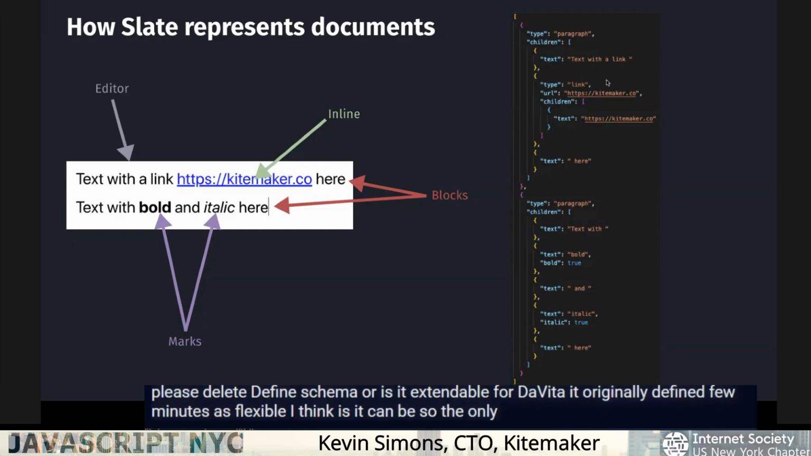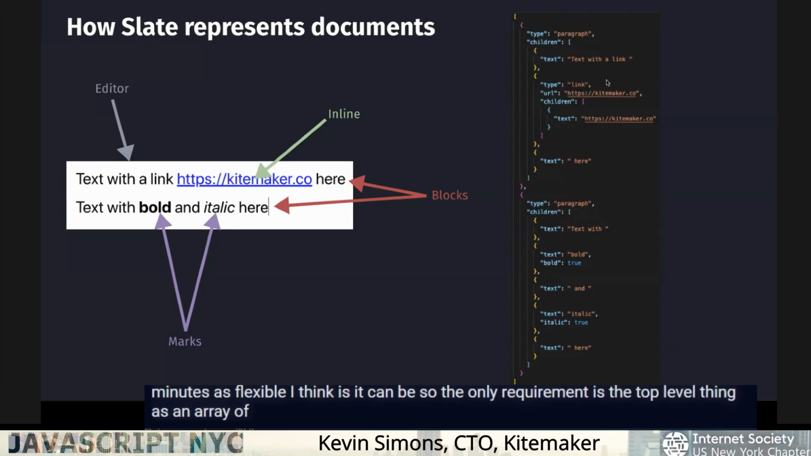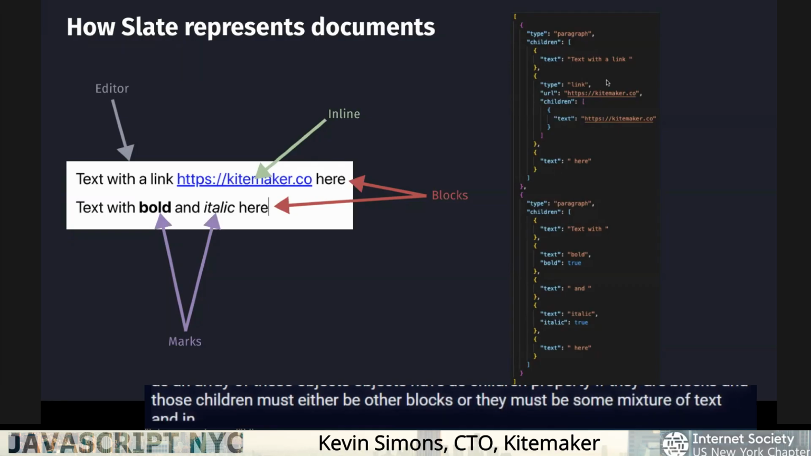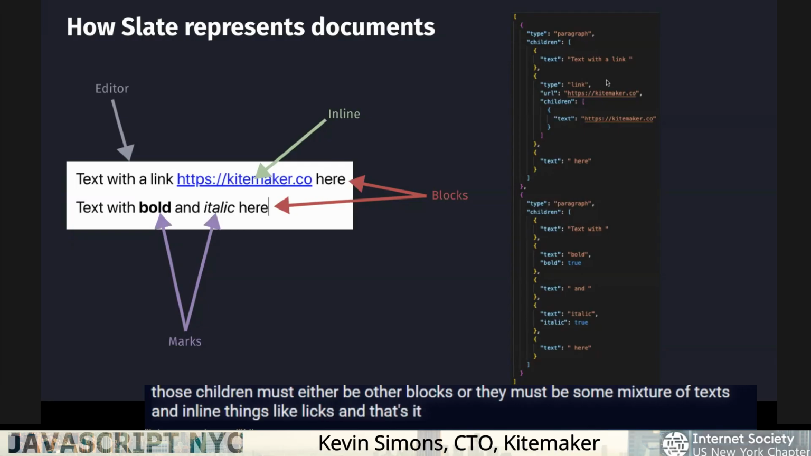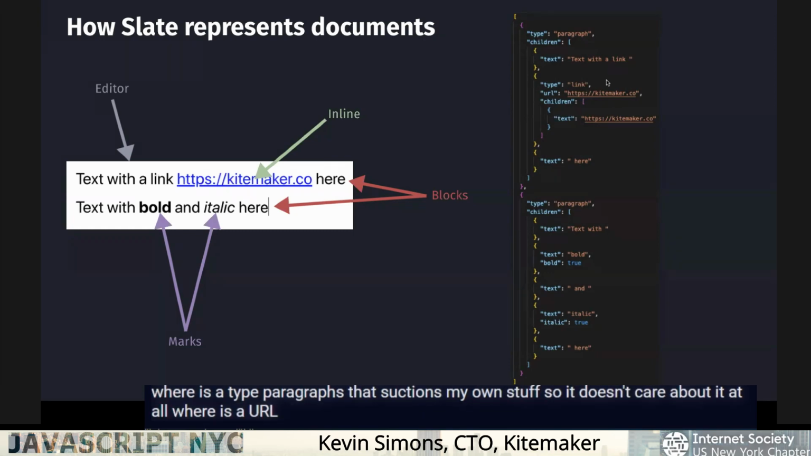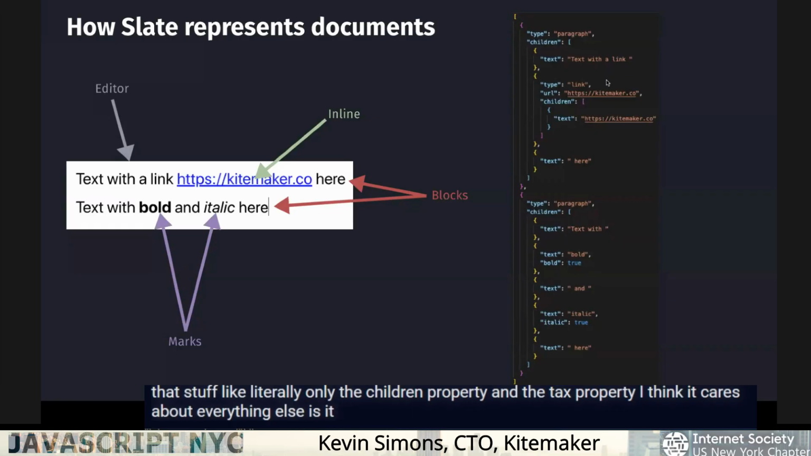So the only requirement is the top level thing is an array of these objects. And these objects have a children property if they're blocks. And those children must either be other blocks or they must be some mixture of text and inline things like links. And that's it. So if you look at the JSON on the right where I say type paragraph, that's actually just my own stuff. Slate doesn't care about it at all. Where I say URL on the link or I say bold on the text, Slate doesn't care about any of that stuff. Literally only the children property and the text property are the things it cares about. Everything else is up to me, up to the developer. So it's super flexible. Awesome, thank you. No worries.